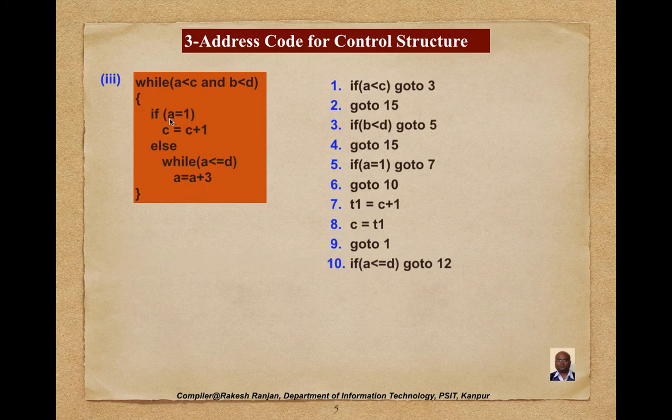So I have written here if a equal to 1. So if a equal to 1, go to 7. We need to go to the 7 part if the condition is true. Otherwise go to 10. So for line number 2, the else part is implemented. So now go to 1. It's very simple to understand. I think you can trace it in the same way.